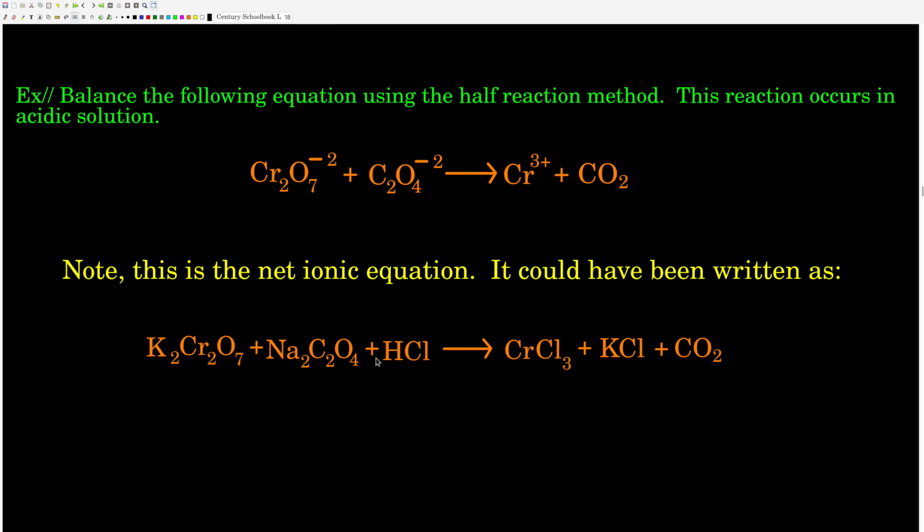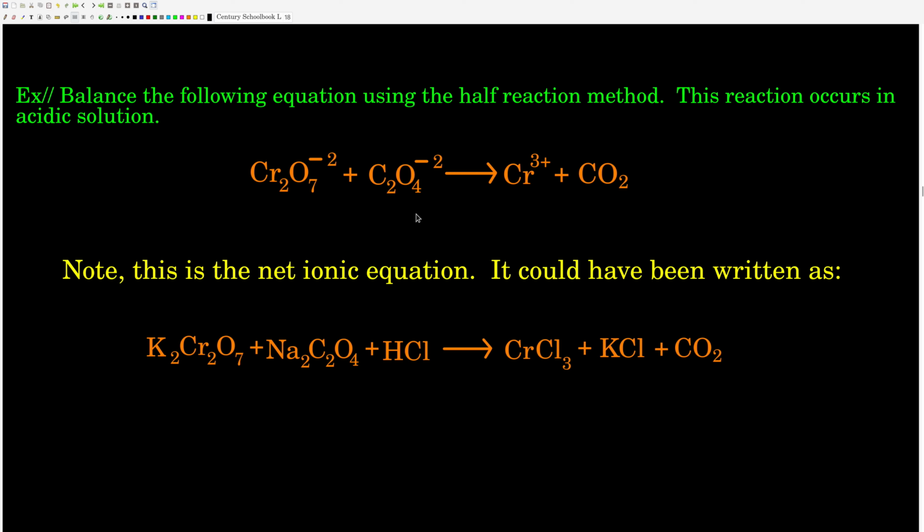The other thing, though, about being given this complete equation is that we see an acid, hydrochloric acid here. So here we're told it's acidic solution, but if we're not told whether it's acidic or basic, and we see the acid over here, we know it's acidic.